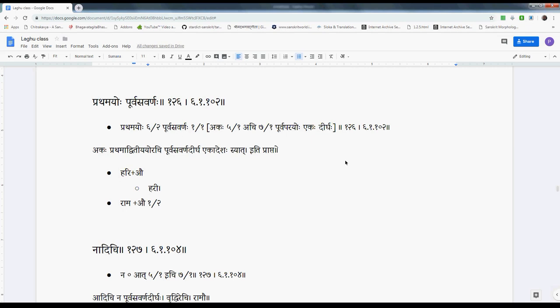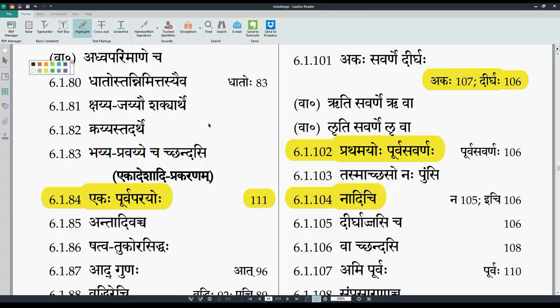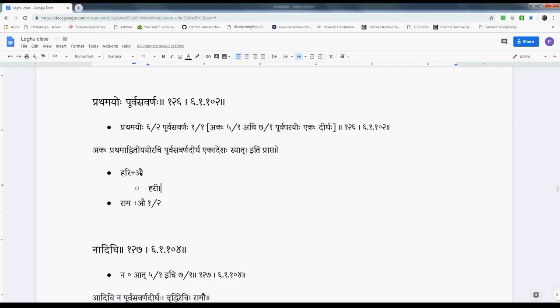So I just took one example. There are others. Guru example is also there, and there may be other examples, not only in this vibhakti, in the second vibhakti also, and it is true with the plural also. So in plural also you will get that dirgha. In plural, what will you get? Ramaha. So this prathamayo purva savarna will apply in, say, Ramaha. In the Hari case it will apply, but in the Ramau case it will not apply. Au and Ikara both are replaced by Dirgha.